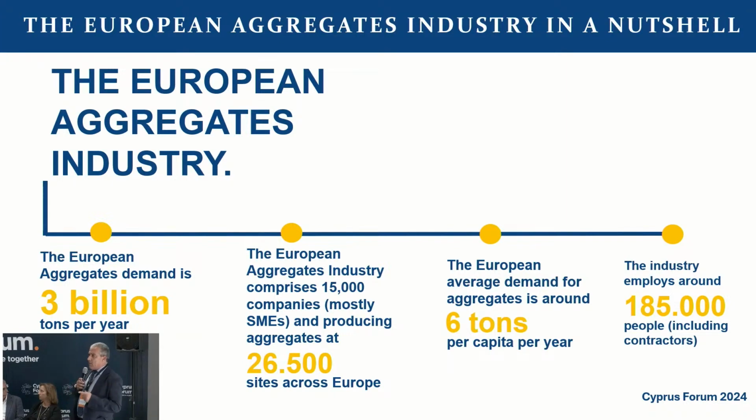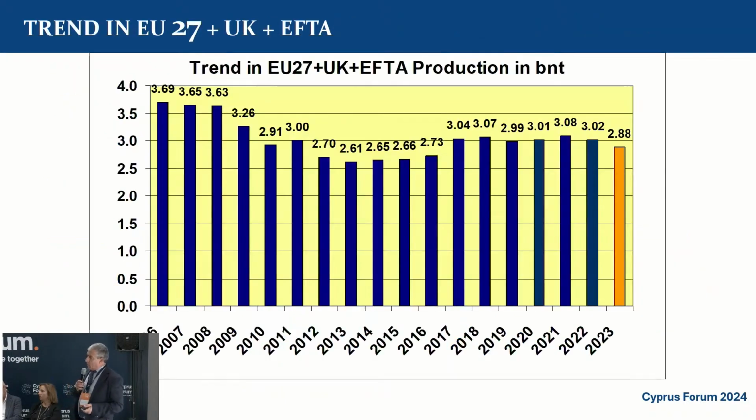Each European citizen consumes, needs, better say, 6 tons per year. And this industry in Europe employs around 185,000 people. This is the trend since 2006. It used to be 3.7 billion, then the recession took it down to 2.6. Now we are back to about 3 billion. 2023 is a little bit down, mainly because the Nordic countries are facing a little bit of recession.